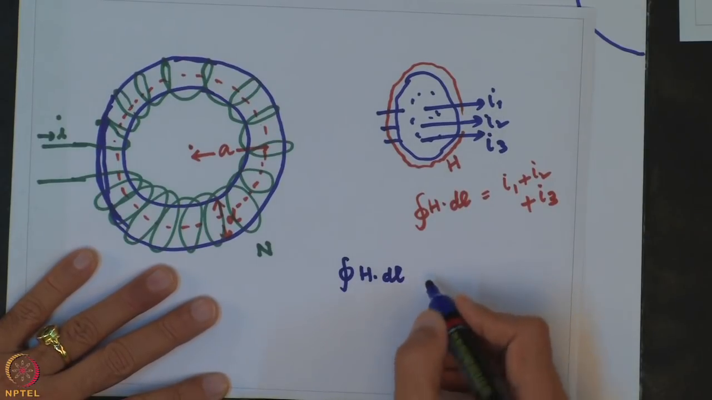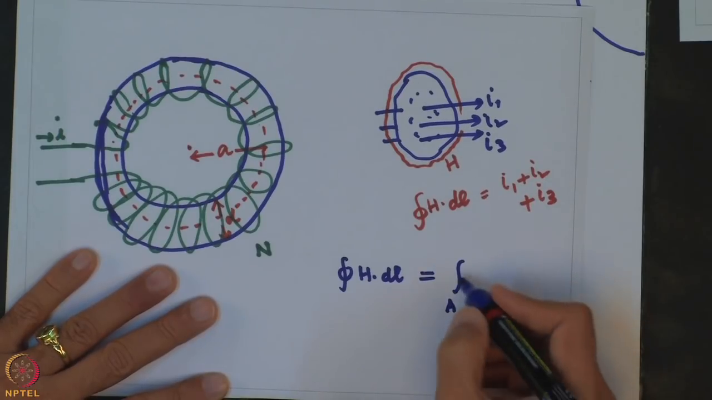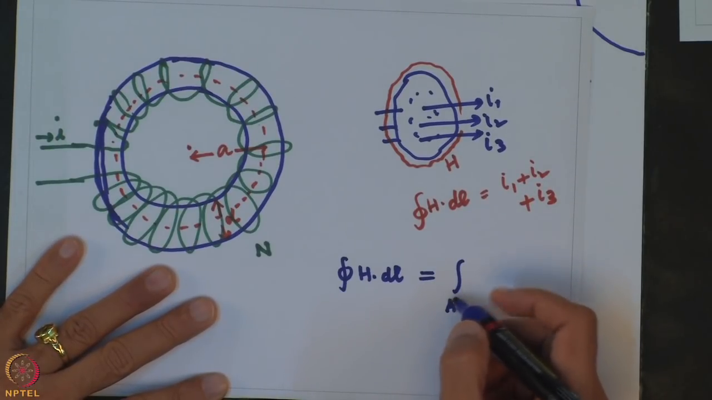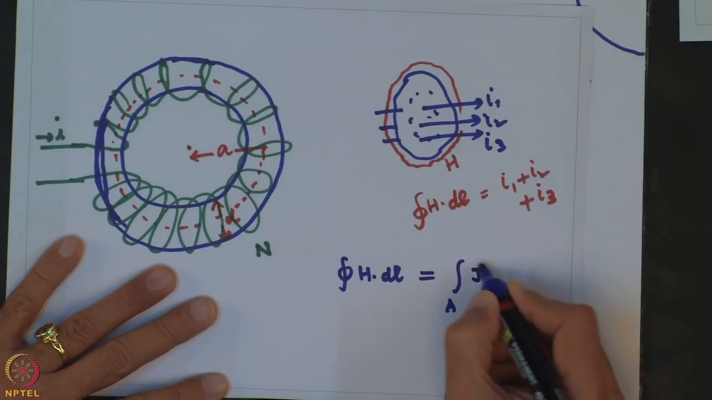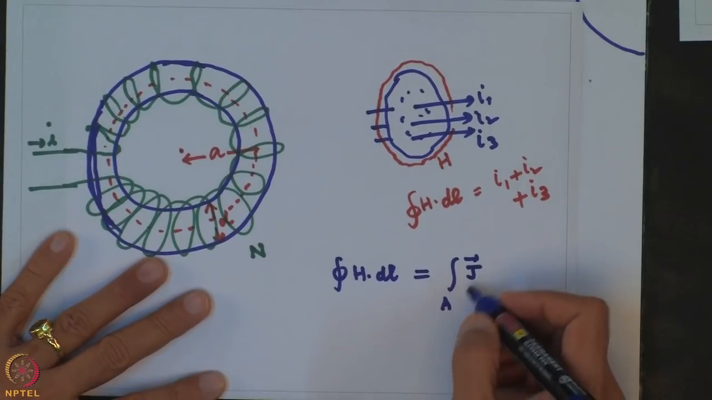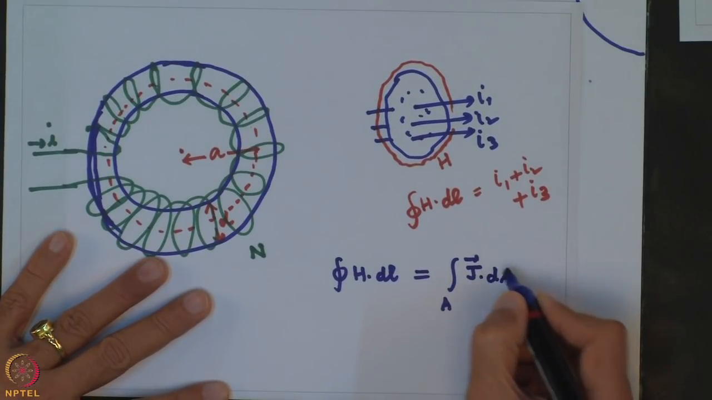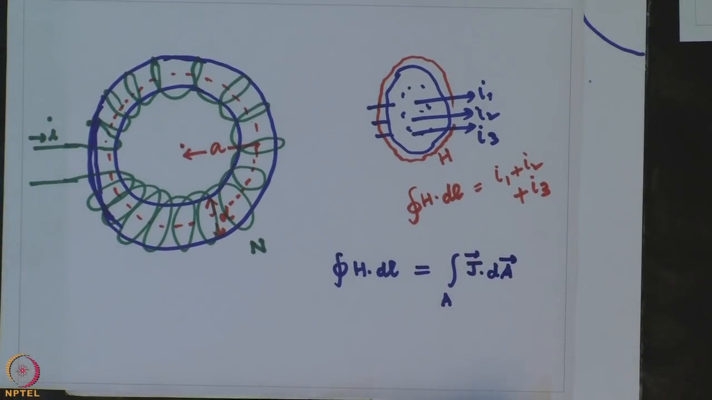the line integral of H dot dl, and this is equal to the surface integral of the current area density J into dA, where dA represents an elemental surface area.